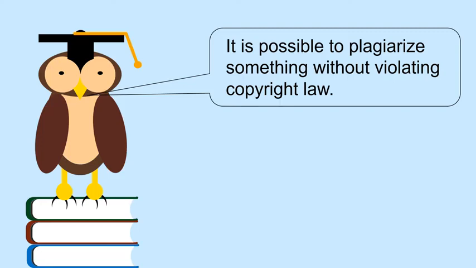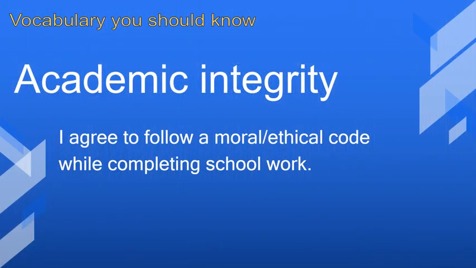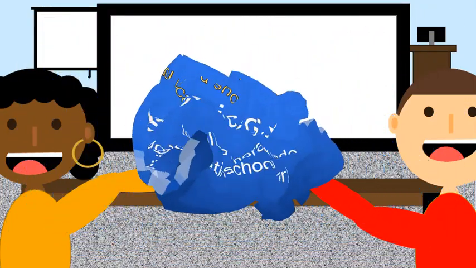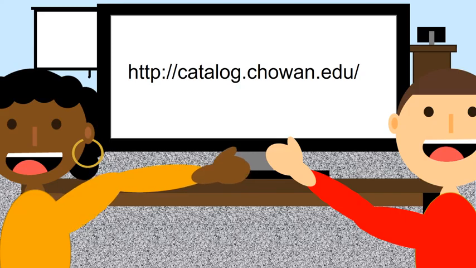For example, Shakespeare wrote his plays over 400 years ago. His plays are not protected by copyright law. However, if you quote one of his plays without citing it, you have committed plagiarism. Universities often have what is called an academic integrity policy that defines what offenses the universities consider to be cheating and the consequences of cheating in the classroom. You can find the university's academic integrity policy in the academic catalog, located at catalog.chowan.edu under the academic policy section.